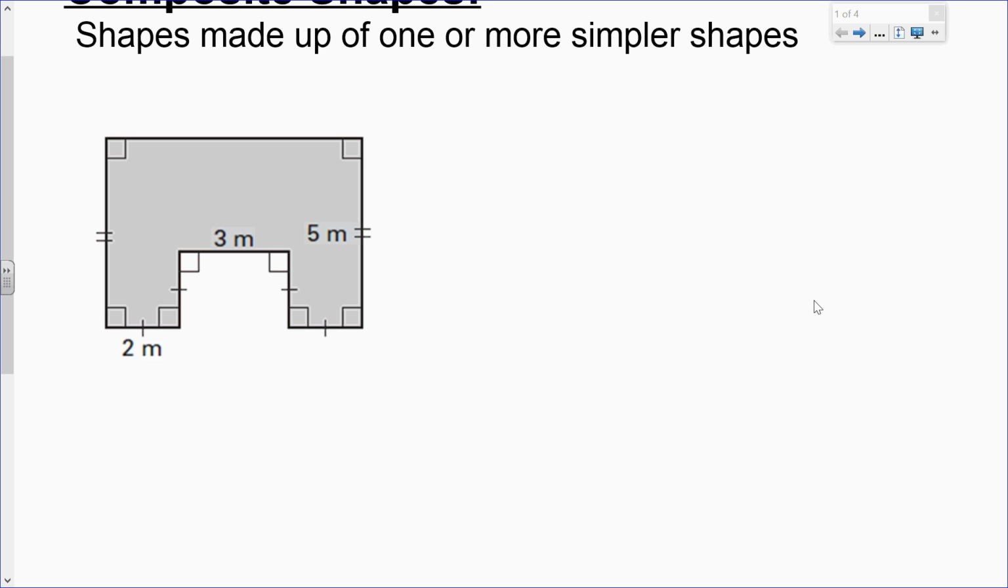Remember, perimeter means boundary. Here we go. I'm going to add this side, plus this side, plus this side, plus this side, this side, this side, this side, this side. Add them all up. That's your perimeter.